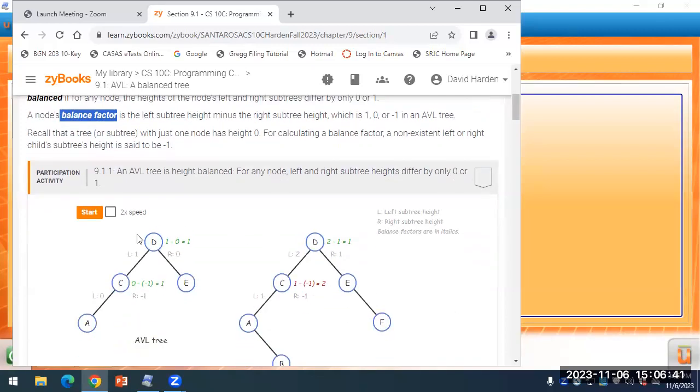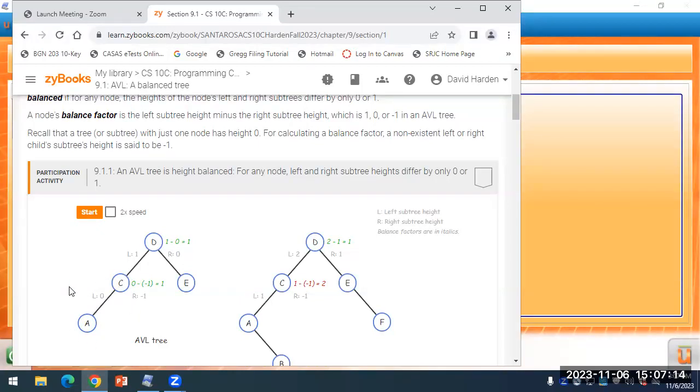Okay, so this is an AVL tree, right? Let's look at D. What's the height of D's left subtree? I heard 3 different answers. The height of D's left subtree is, oh, the whole thing is 2. So D's left subtree is, whoops, just the C and the A, right?